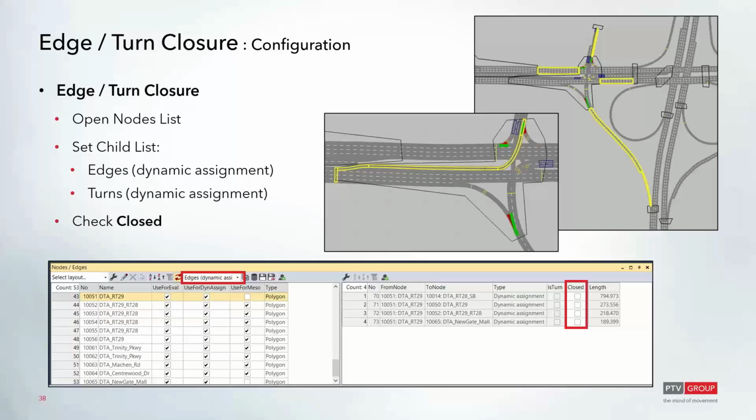So if you go ahead and open up that node list, you can then change the child list either to edges for dynamic assignment or to turns for dynamic assignment. And then in this child list on the right-hand side, this is where you can select the closed option if you want to turn off any of these particular turns or edges. And again, this is going to completely restrict this movement. So once you turn these off, there will be no path that will travel over that particular edge or that turn.